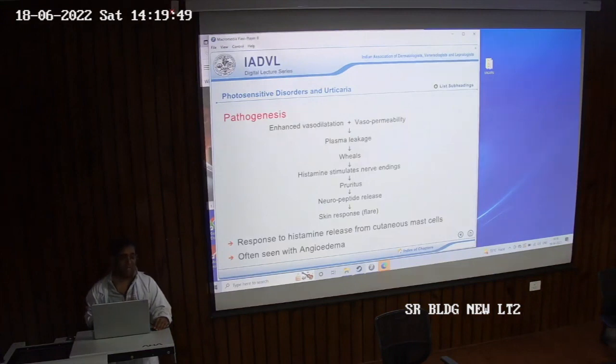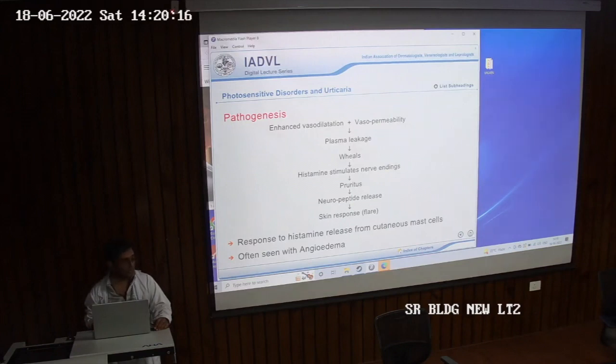Pathogenesis is by enhanced vasodilatation plus vasopermeability, plasma leakage, followed by wheals, which further lead to histamine stimulating nerve endings, which goes on to produce pruritus or itching. This causes neuropeptide release. This leads to a skin response, also known as a flare. It's basically a response to histamine release from cutaneous mast cells, often seen in angioedema.